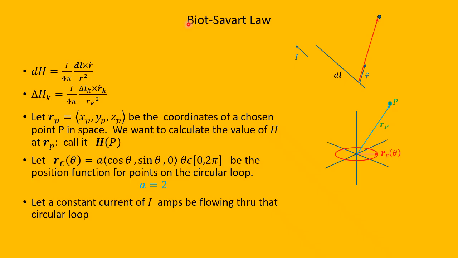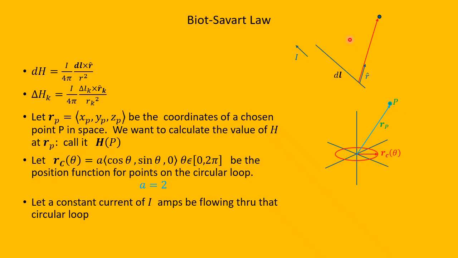Let's talk about the Biot-Savart law. Basically, we are going to have a differential version of this law, which is shown right here. Here's what's happening. We have a little chunk of wire of length dl, a differential, and we have a current I going through this piece of wire, and we'll assume that I is a constant with respect to time, and somewhere out in space we have a point P.